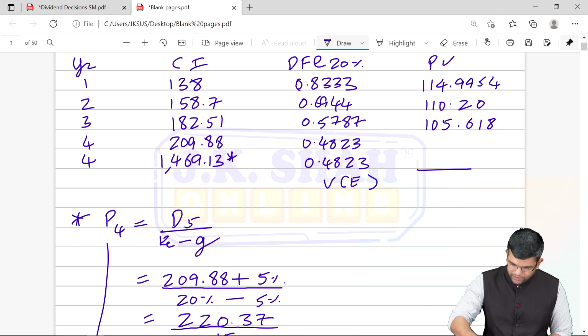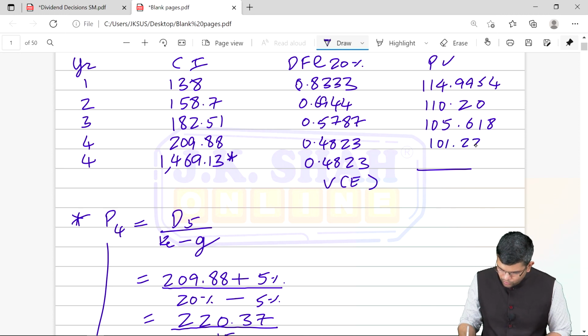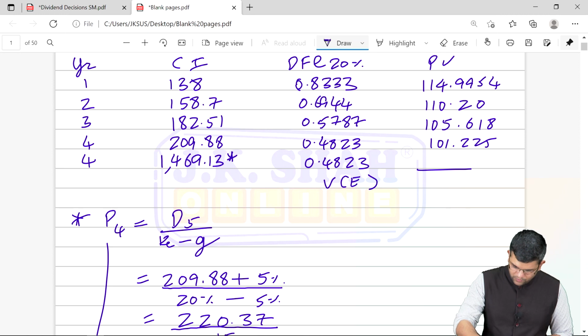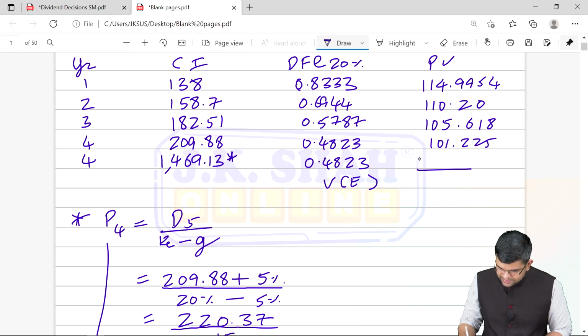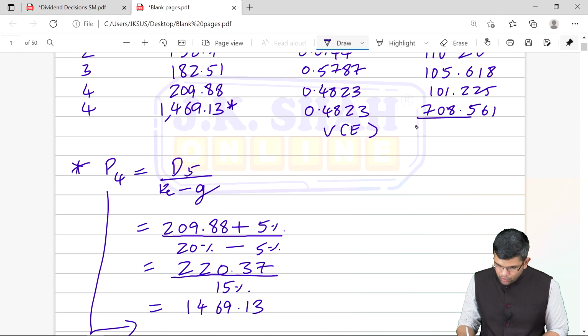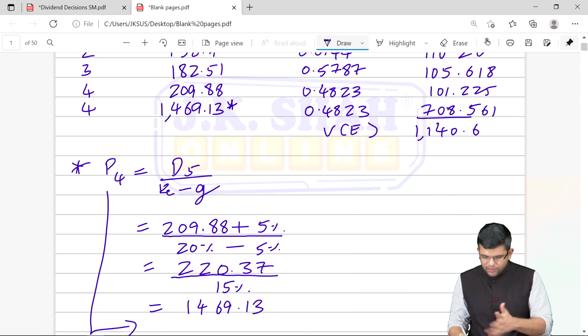Next is 209.88 into 0.4823 M plus, this is 101.225. Okay, and then 1469.13 multiplied by 0.4823 M plus, this is 708.561. Children, if I take MRC, this will come to 1140.6. I'm rounding it off to 1140.6.